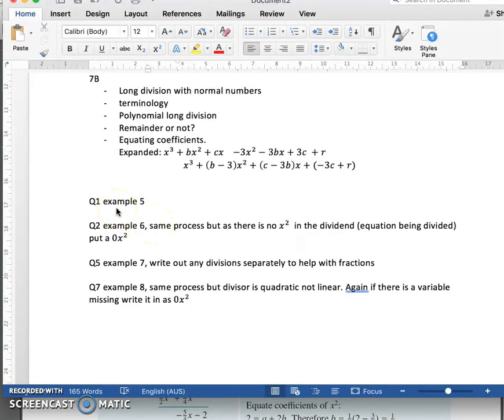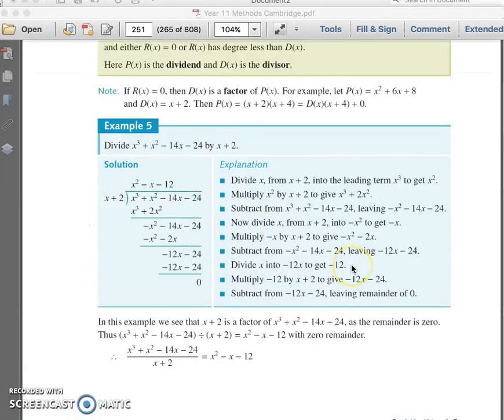quick rundown. Question 1, example 5, explain. So it's just the basic one there. Interesting to notice that there is a 0 remainder, which means that x plus 2 is a factor of this cubic. Okay, so if we know that x plus 2 was in brackets, and this was the quadratic part, if we could factorize that quadratic part as well, we would have factorized this cubic. And that is what we're getting towards.